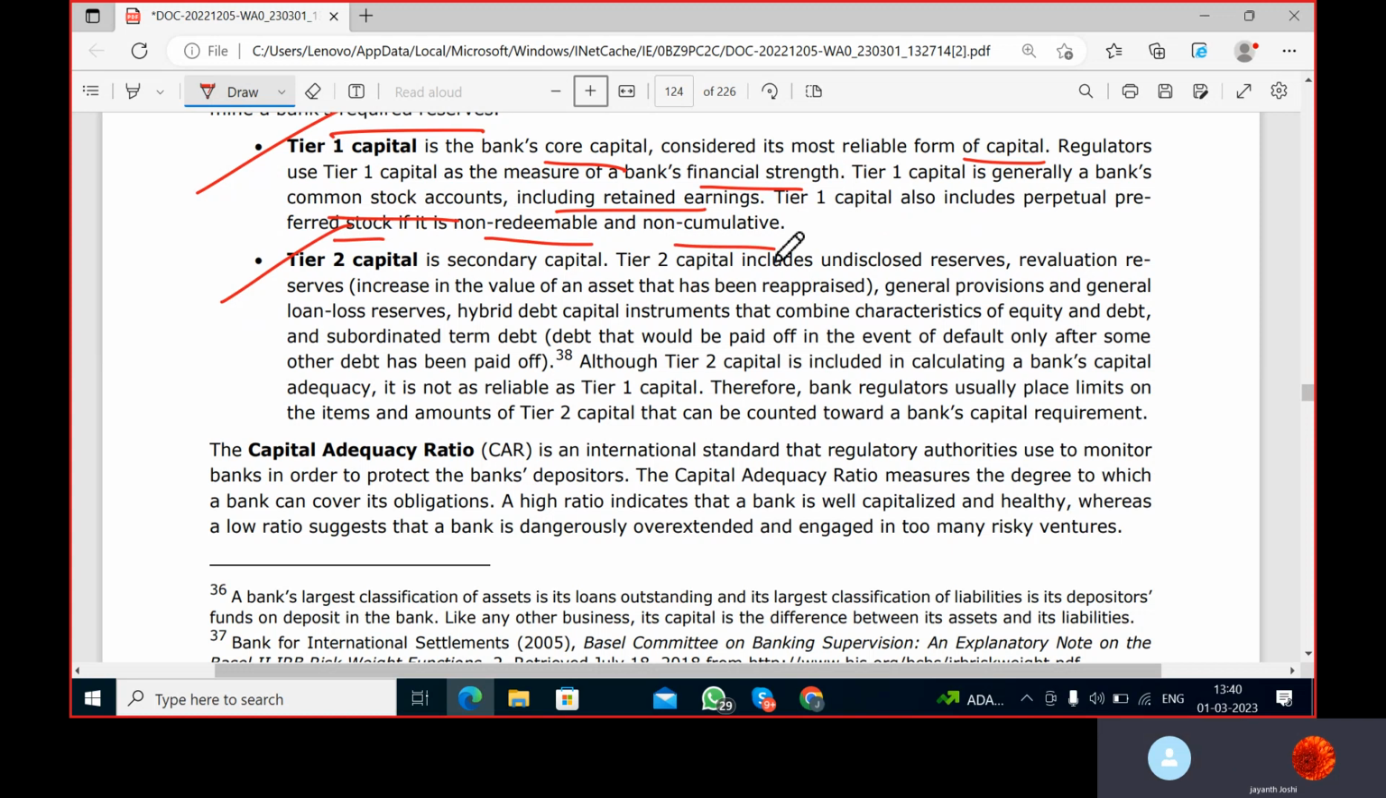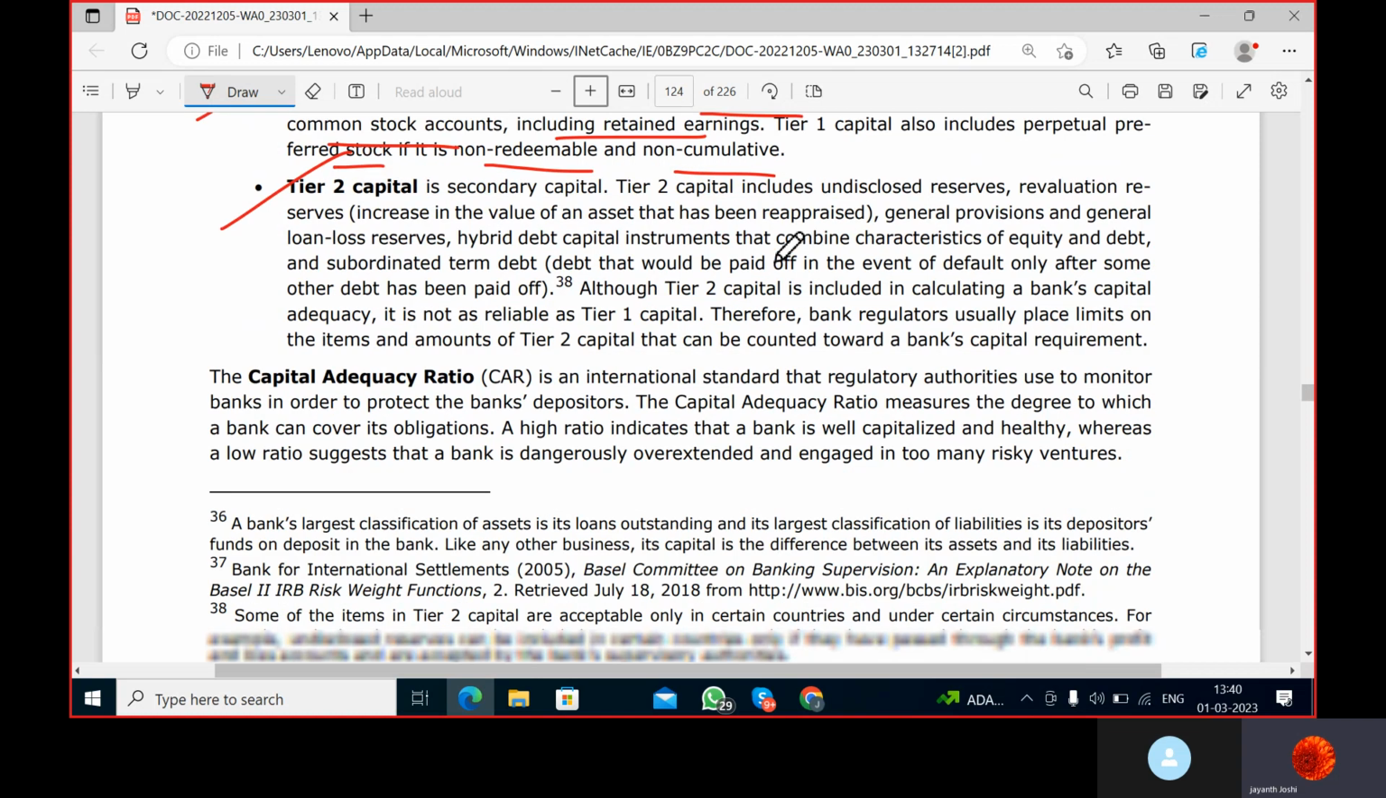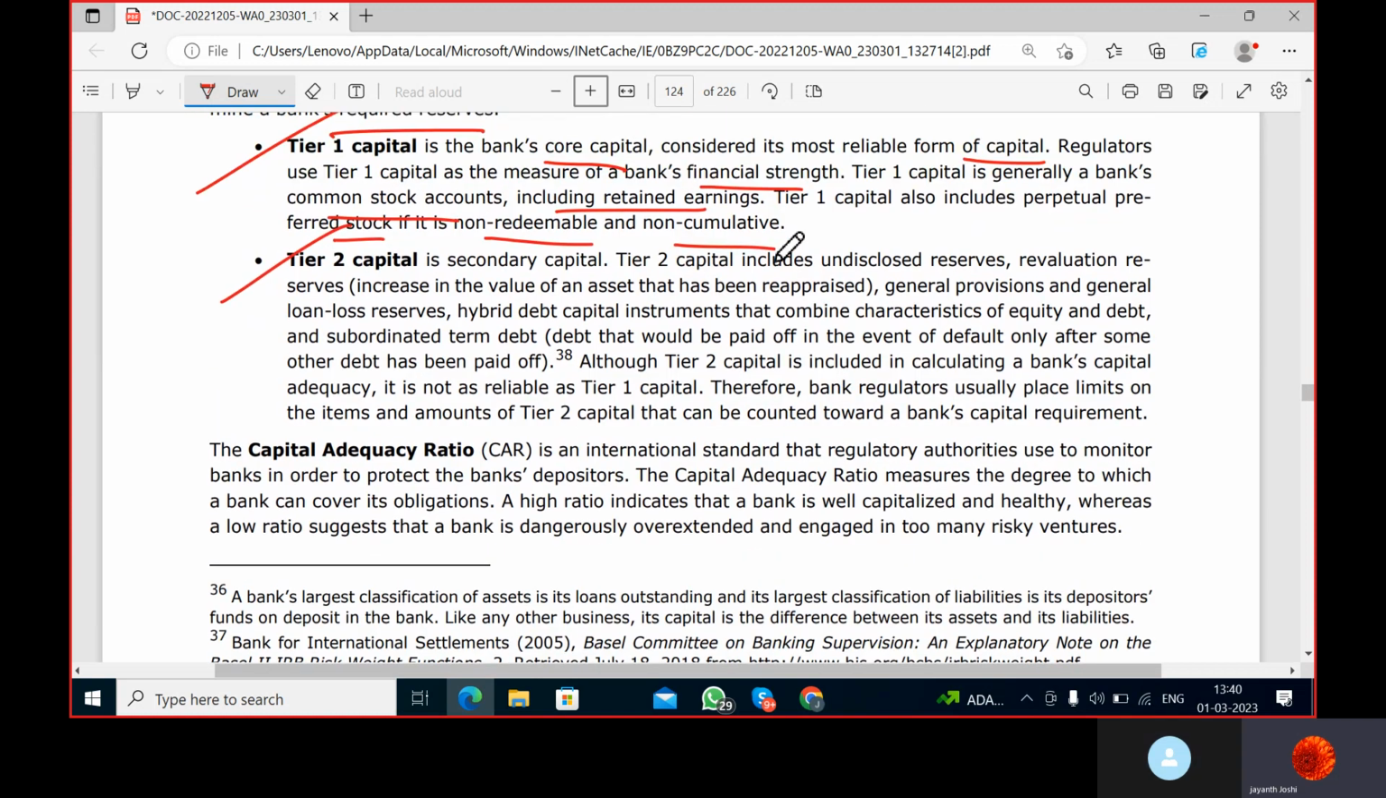So see, preference shares are of various kinds. Here the preference share, what they are speaking about is non-redeemable, whereby the money should not be given back. So these three, you see, come under Tier 1 capital.